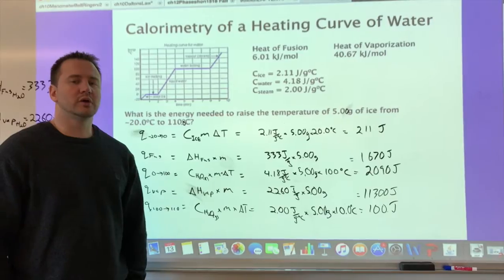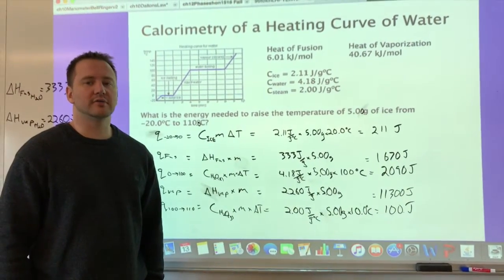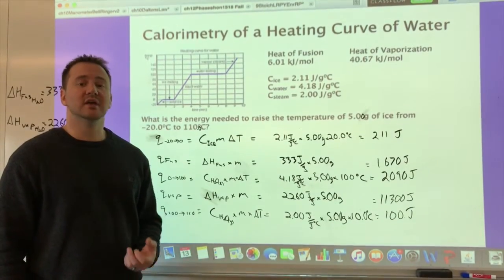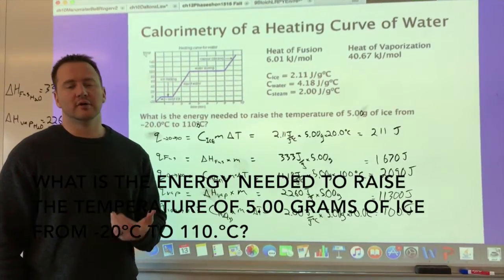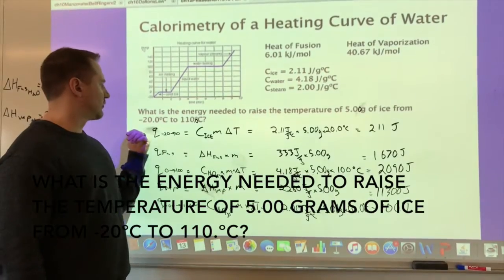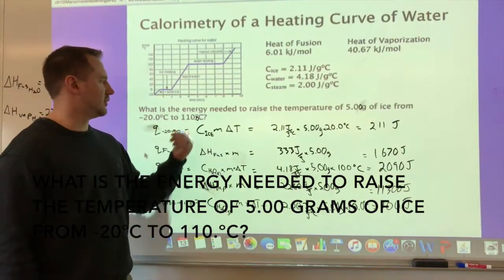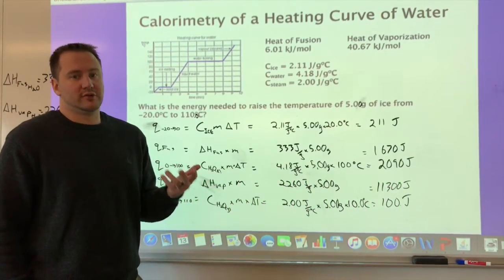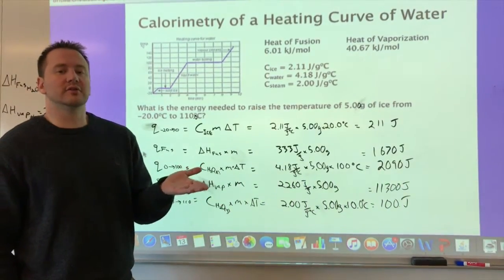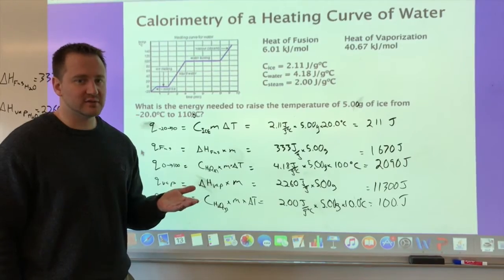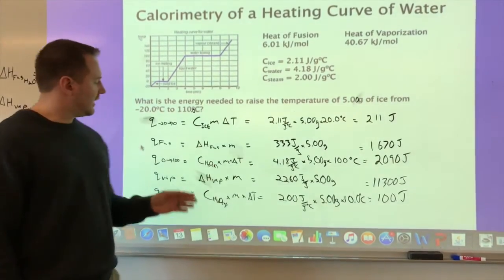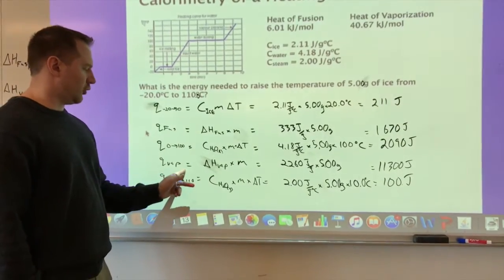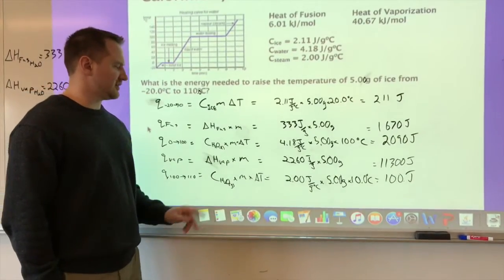So we're going to use what we just learned about heating curves, and what's happening as materials go through different transitions, to calculate the energy required for 5 grams of ice to go from negative 20 Celsius to 110 Celsius. Obviously at negative 20 you have solid ice until you get to 0 degrees, at which point you're going to have to melt the ice, and then it's going to heat up as a liquid from 0 degrees to 100 degrees, and then it's going to boil, and then it's going to heat up as steam.